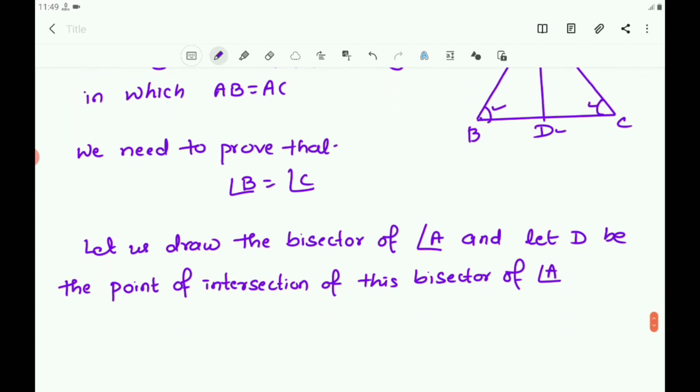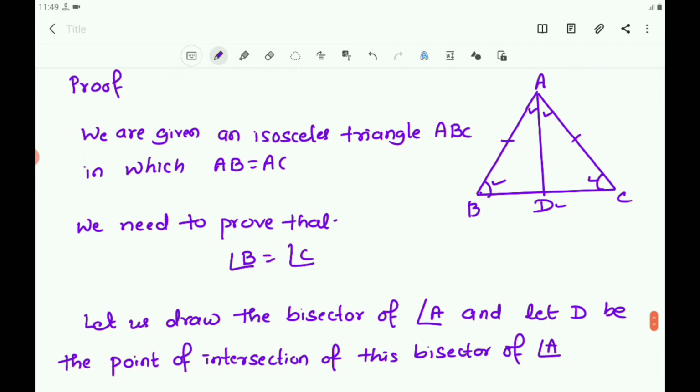Now here we got two triangles. Which are the two triangles? Triangle BAD, one triangle, and one more triangle, triangle CAD. If we prove triangle BAD and triangle CAD are congruent, then we will get angle B equals angle C according to CPCT. So first write the names of the triangles BAD and CAD, and which parts are equal here.